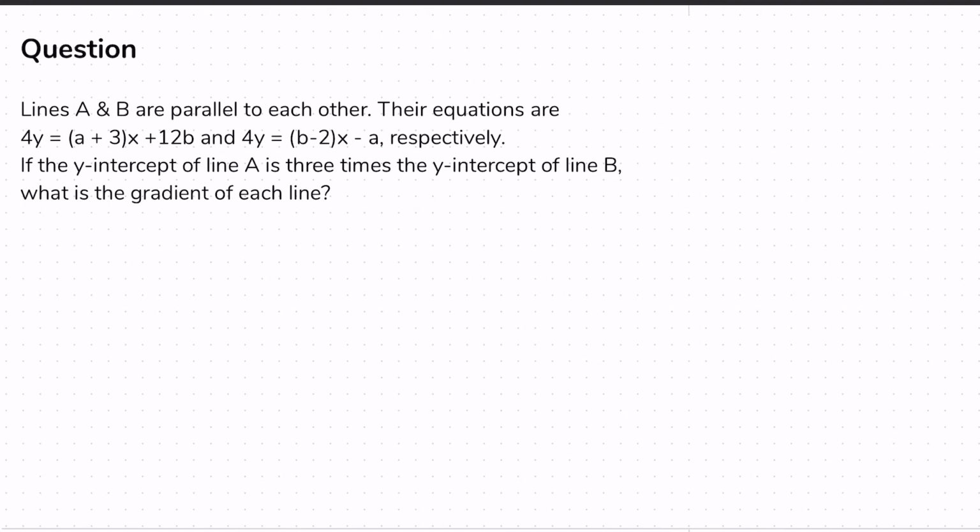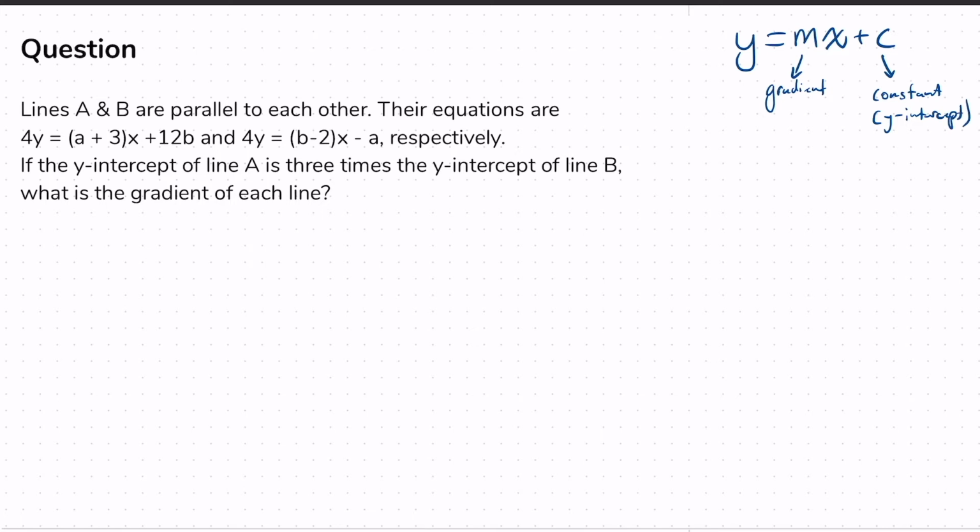In this next question, we're given two equations and two pieces of information that are going to help us answer this question. So first of all, I need both of these equations to be in the form y equals mx plus c, where m is the gradient and c is my y-intercept, or the constant. So how do I do that?